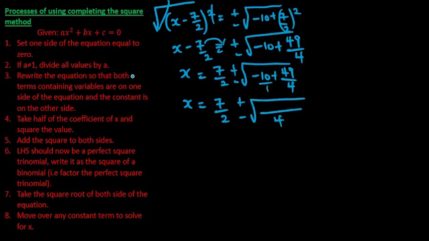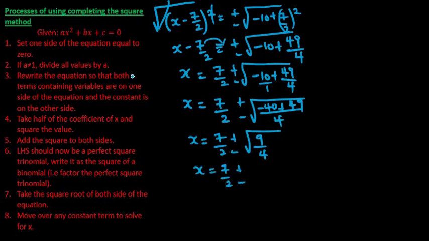4 divided by 1 gives us 4 times minus 10. We'll have minus 40 plus 4 divided by 4 is 1 times 49. We'll have 49. x equals 7 over 2 plus or minus root of minus 40 plus 49, which is 9 over 4. x equals 7 over 2 plus or minus root 9 gives us 3 over root 4 gives us 2.